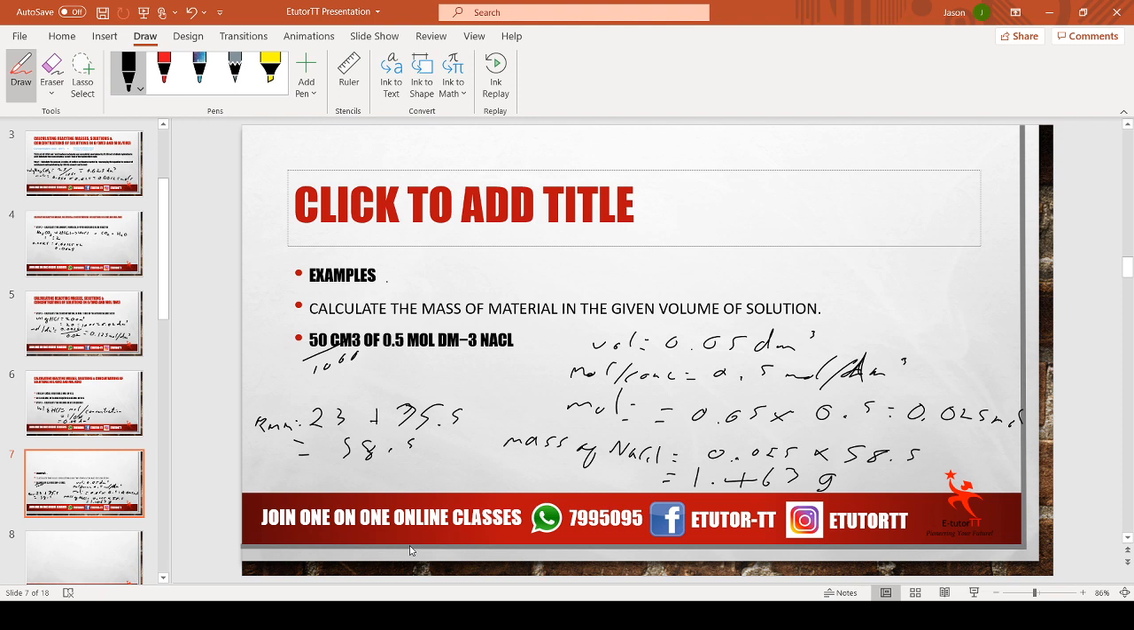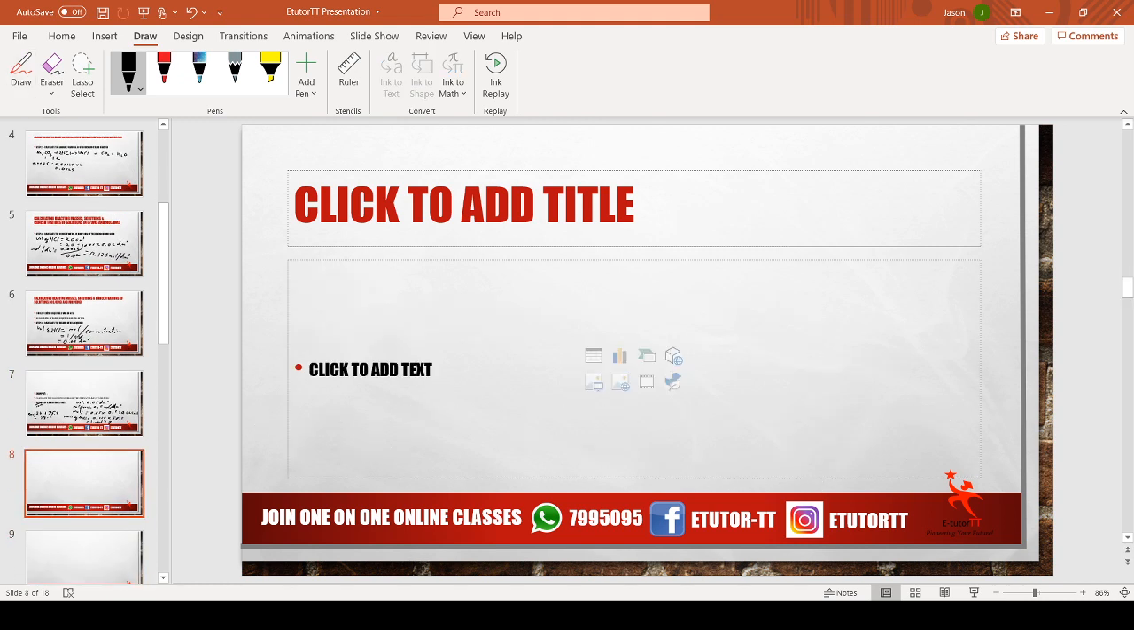Right, so you see how everything ties in. We're able to calculate straight from dm cubed straight back to grams. So you have 1.463 grams of sodium chloride in the solution. Let's do another example.